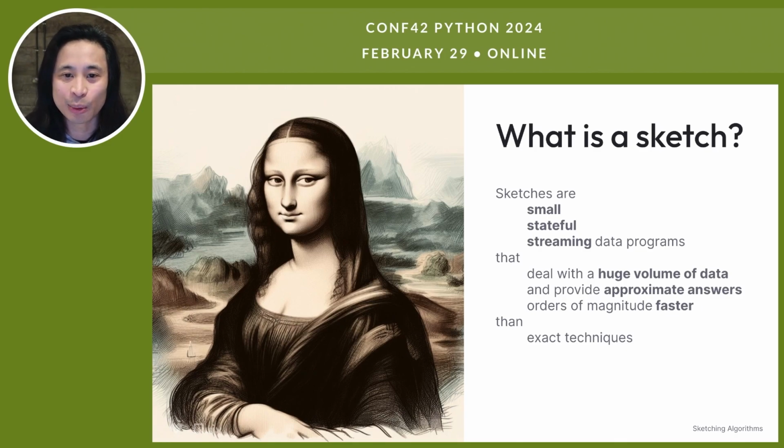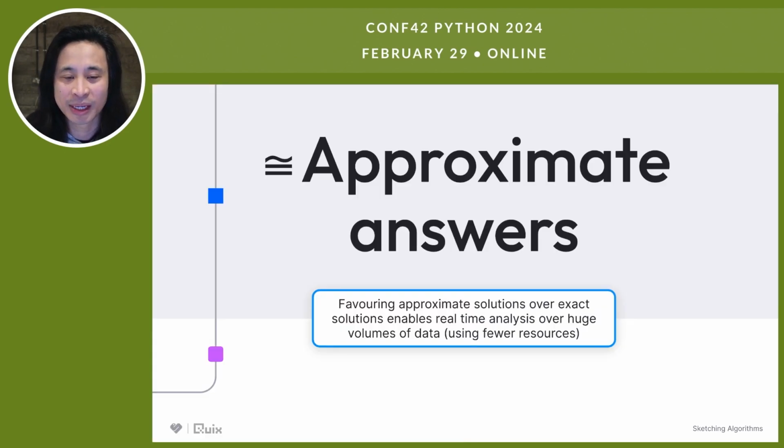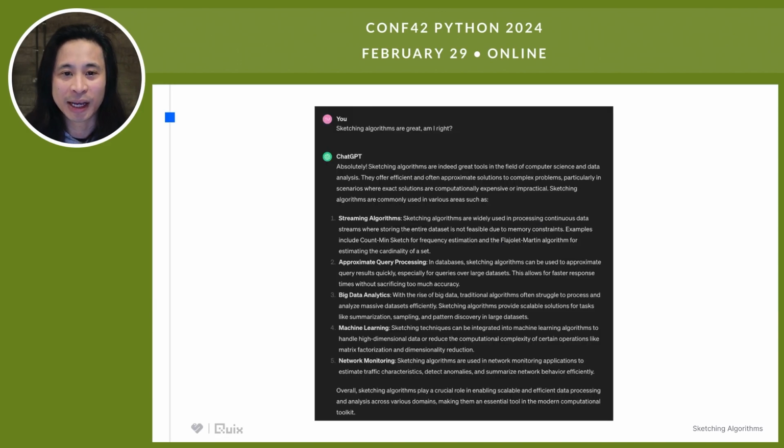After internalizing all the documentation and my experience using sketches, I've come up with this: sketches are small, stateful, streaming data programs that deal with a huge volume of data, and they provide approximate answers orders of magnitude faster than exact techniques. It's grounded in the truth that when it comes to big data, approximate solutions are favorable over exact solutions because they're a good trade-off for memory, resources, and time. And you might not realize it, but you're already probably accepting of approximations. You may have heard about this little tool called ChatGPT, which works by responding with its best guess, an approximation.